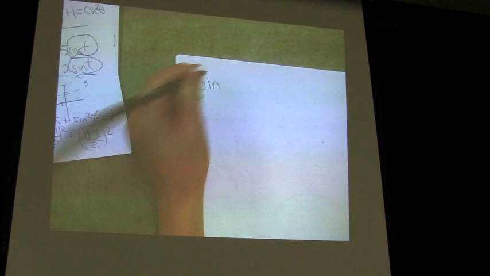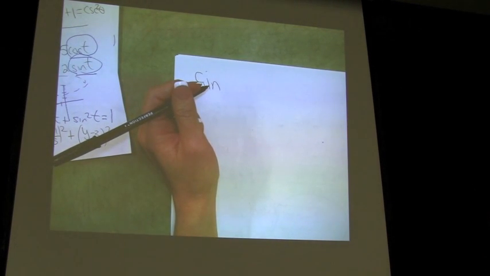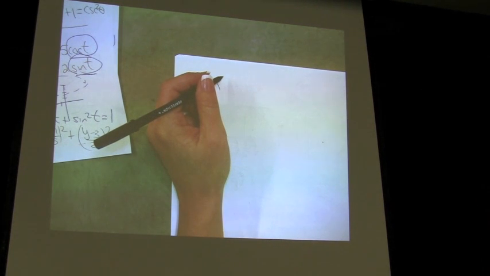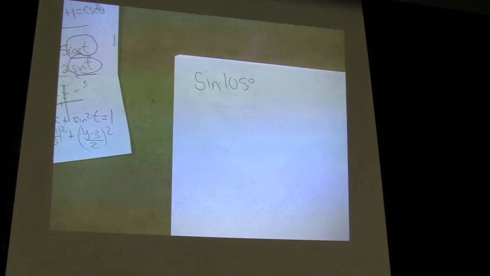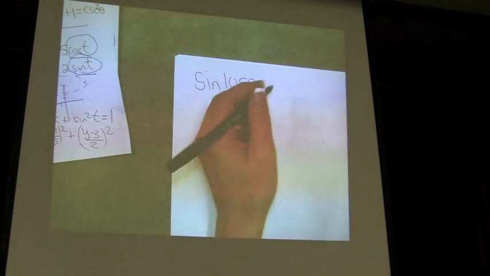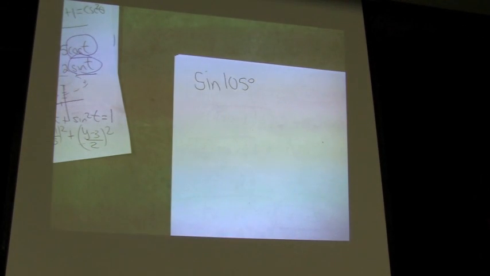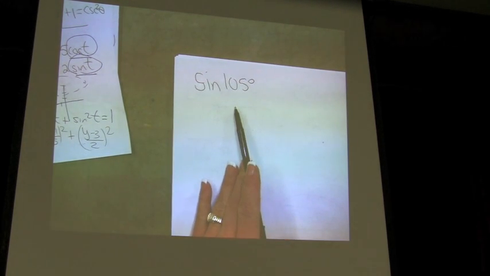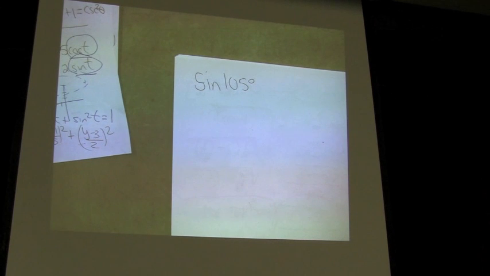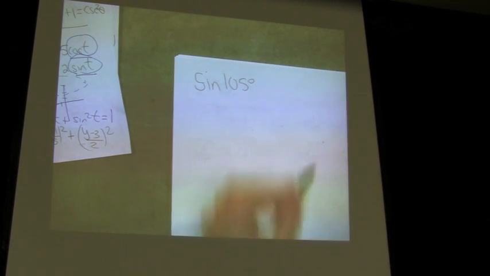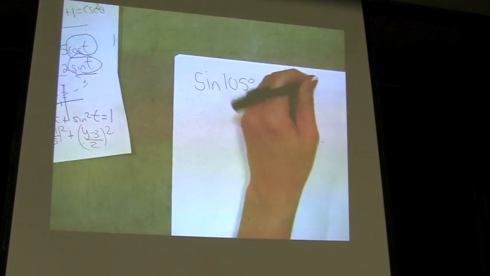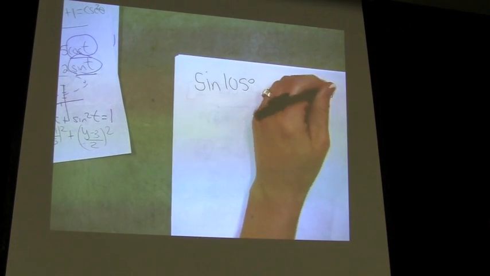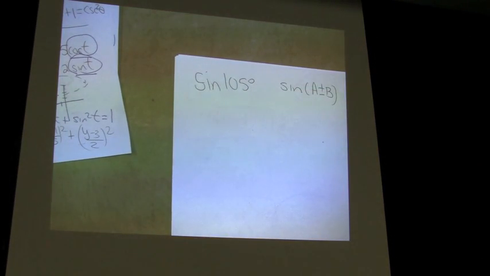We could give you, find sine of 105 degrees. Let's say they say use a composite argument to do this one, because again, we could use a half angle argument. Okay? So let's say they tell us to use a composite argument. That means sine of A plus or minus B. Those are the composite arguments, okay?